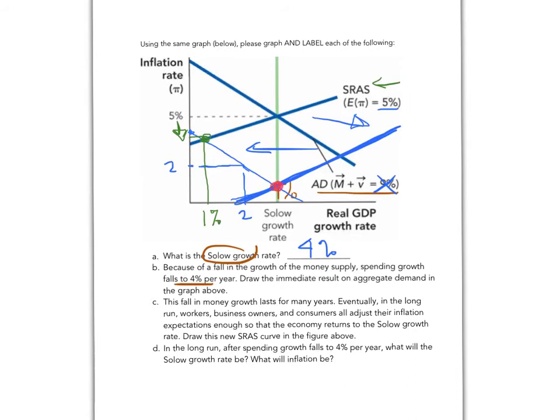In fact, we'll probably end up in this situation in the long run, where aggregate supply and aggregate demand are crossing at the Solow growth rate. The Solow growth rate remains unchanged at 4%, but what can and does change is that inflation probably drops. That inflationary expectation shows up on this aggregate supply curve, where the expected inflation is now lower. The aggregate demand curve has shifted already to that lower 4% spending growth per year. So now we're back to our Solow growth rate, albeit at a different price level.